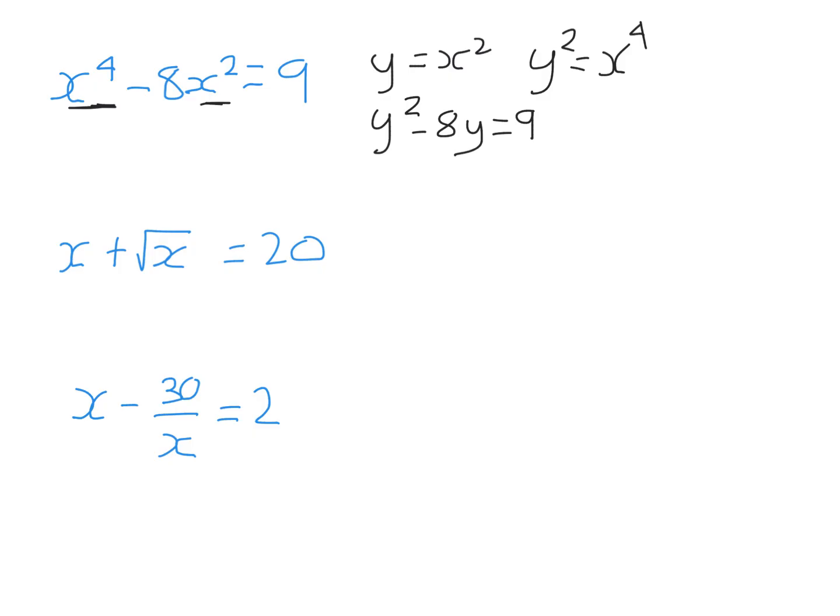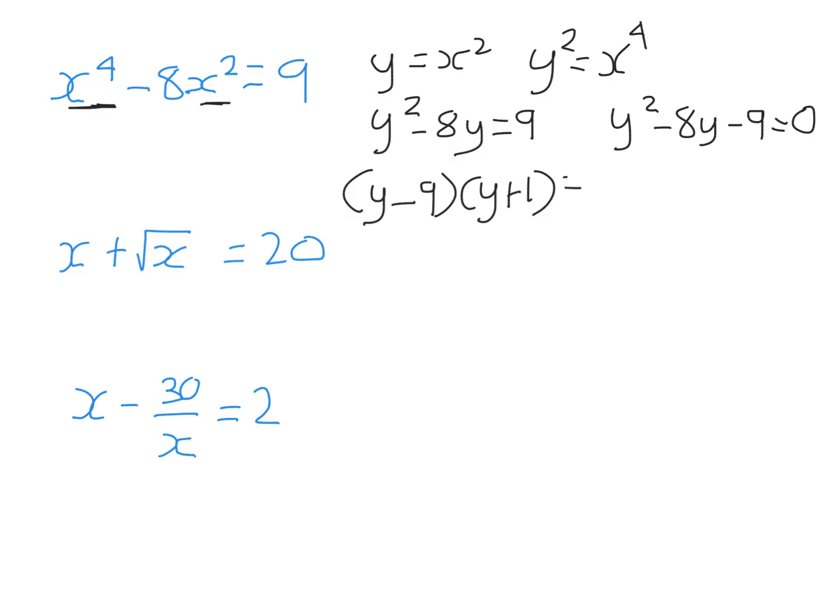Now we know how to solve this. We've done it a million times before. We need to make one side equal to 0. And this can be solved easily through factorization. The two numbers that multiply to negative 9 and add to negative 8 are negative 9 and 1. So what we found here is y equals 9 or negative 1.